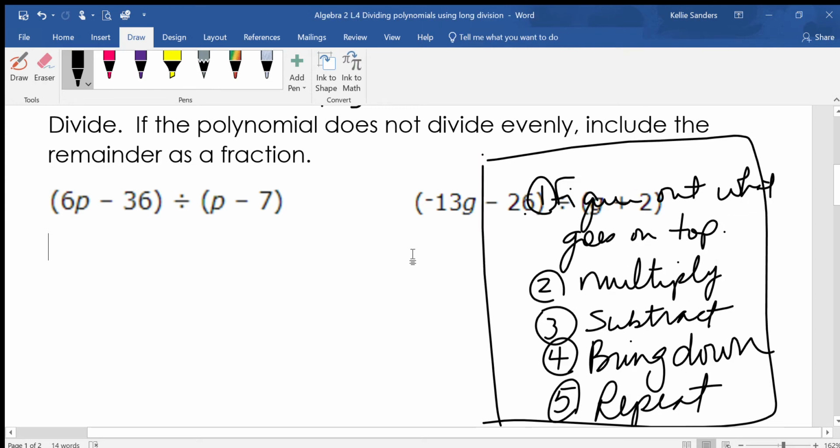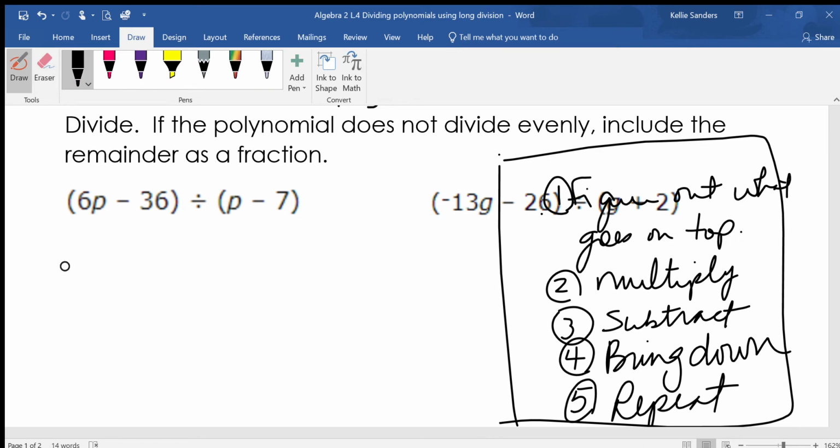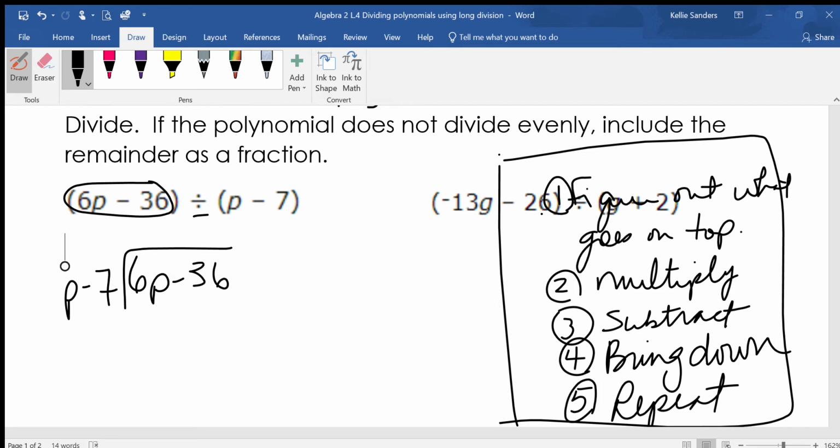Okay. So first thing, 6p minus 36 goes inside the box because it's first, and divided by p minus 7, so p minus 7 goes on the outside. It says divide. If the polynomial does not divide evenly, include the remainder as a fraction, and that's why I put the 3/5 just a while ago. So what we're going to do, don't worry about the 7.